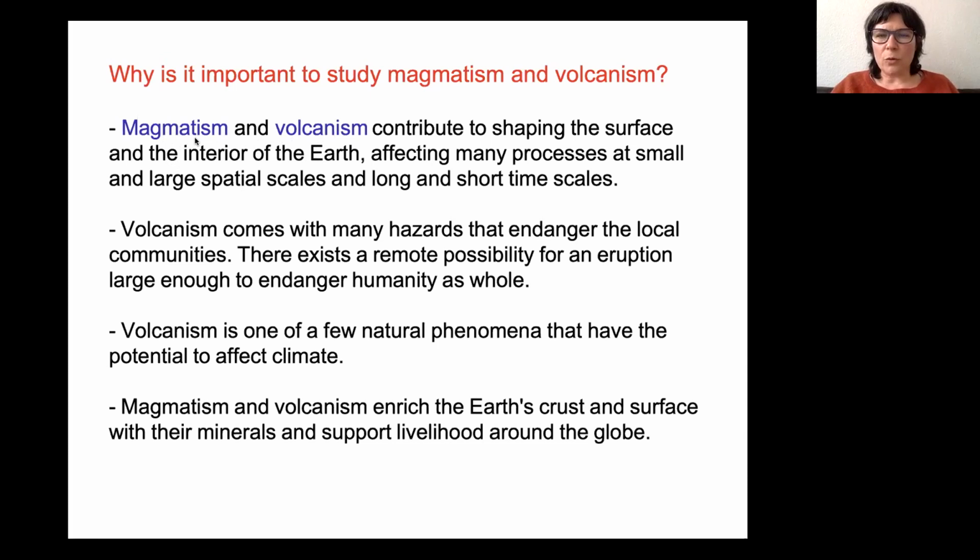Magmatism is considered anything that involves the migration of magma in the lithosphere, in the Earth's crust. So it can be anything, but still the magma has not necessarily erupted. When we talk about volcanism, this means it has erupted. So it's a surface process. Volcanism is a surface process on the surface of the Earth, while magmatism is more a lithospheric process. So the first point is about how they contribute to shaping the surface of the Earth and the interior of the Earth, and how they affect many, many processes, tectonic and small scale, processes that occur fast and processes that occur very, very slowly.